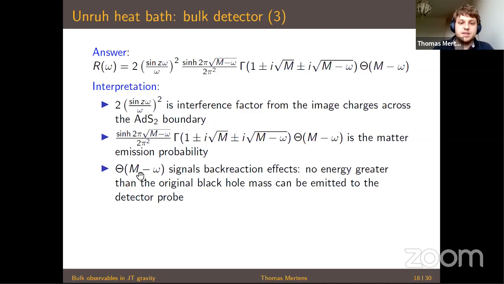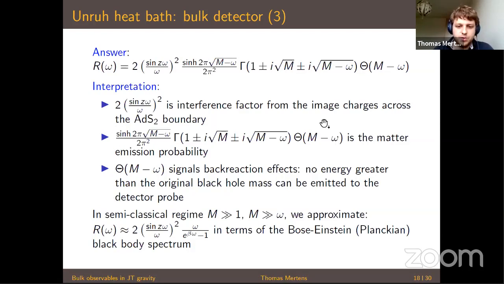This is something that the standard quantum field theory in curved space-time calculations cannot get to, because we need back reaction effects in order to have this. But here we find this because we treated the system exactly.